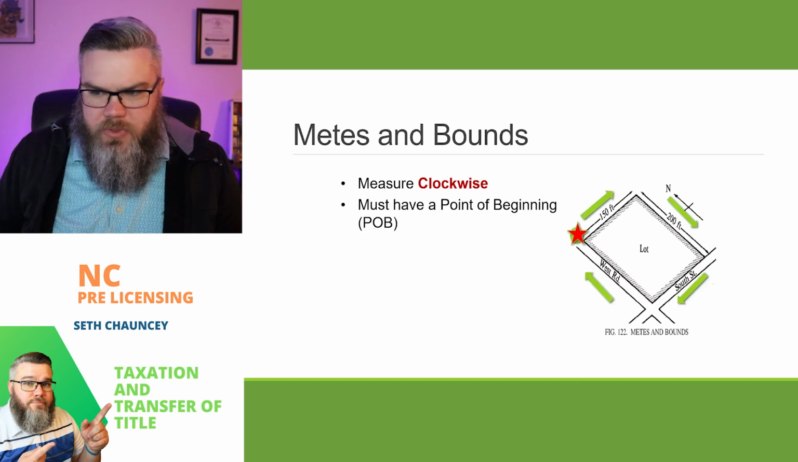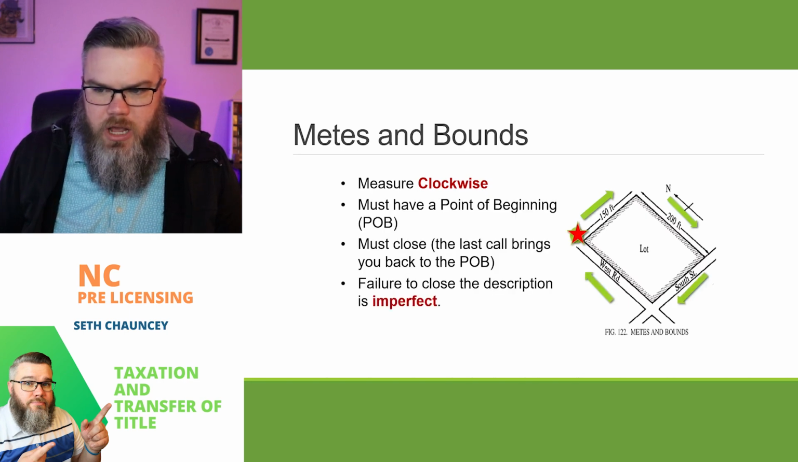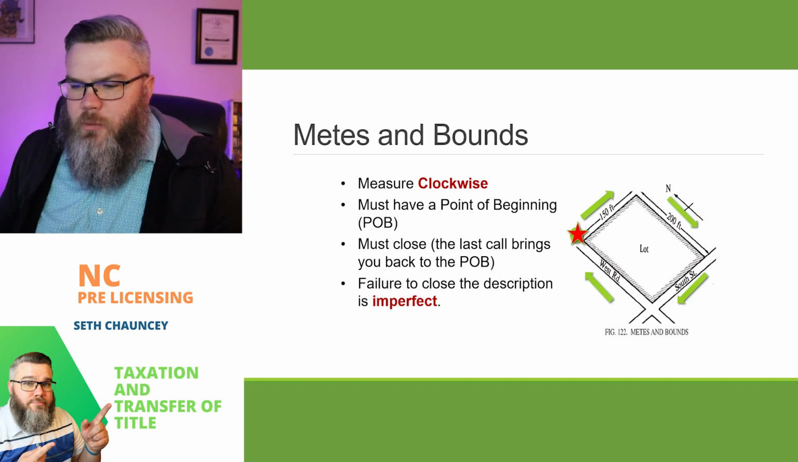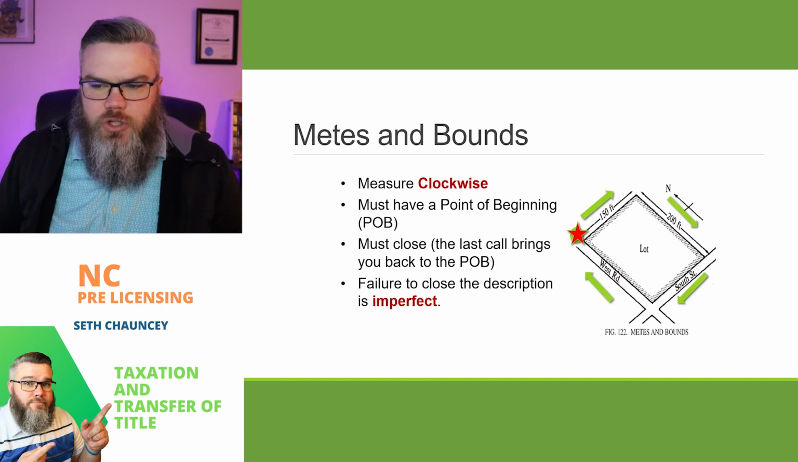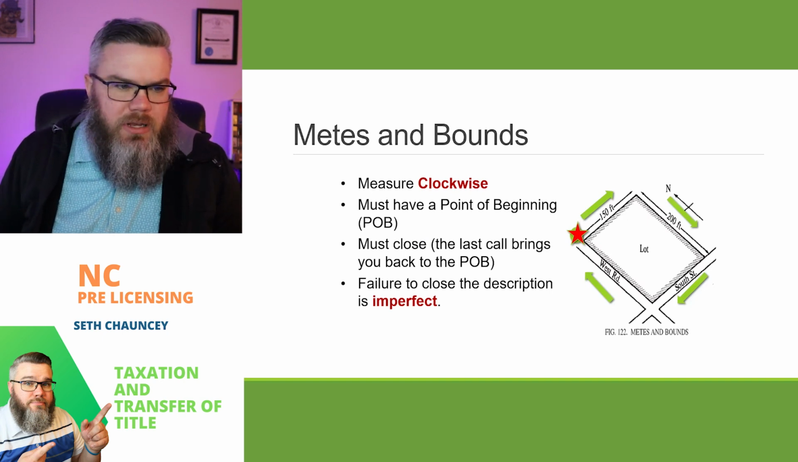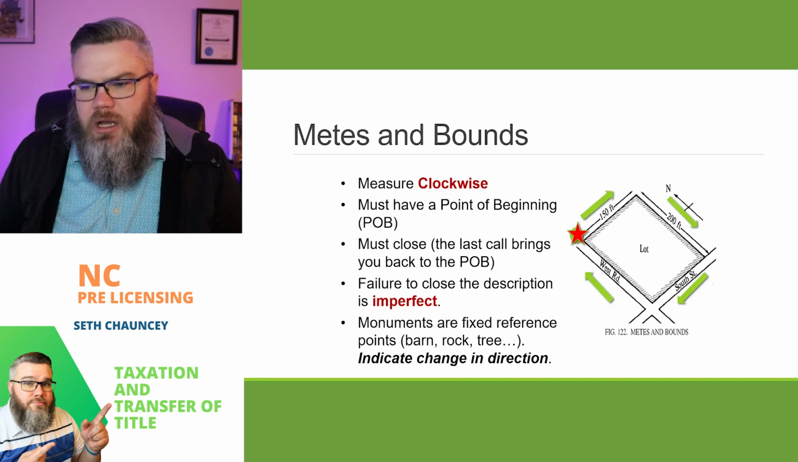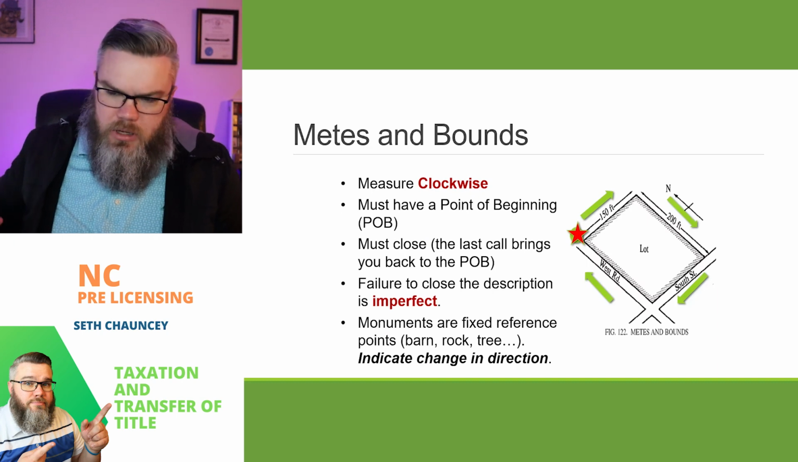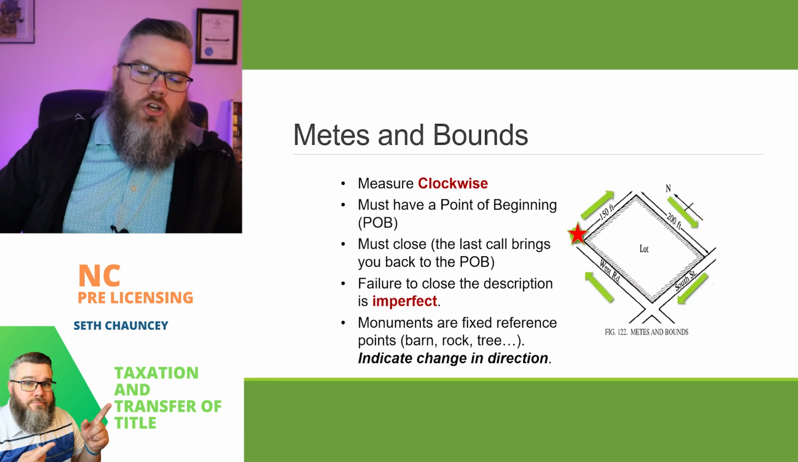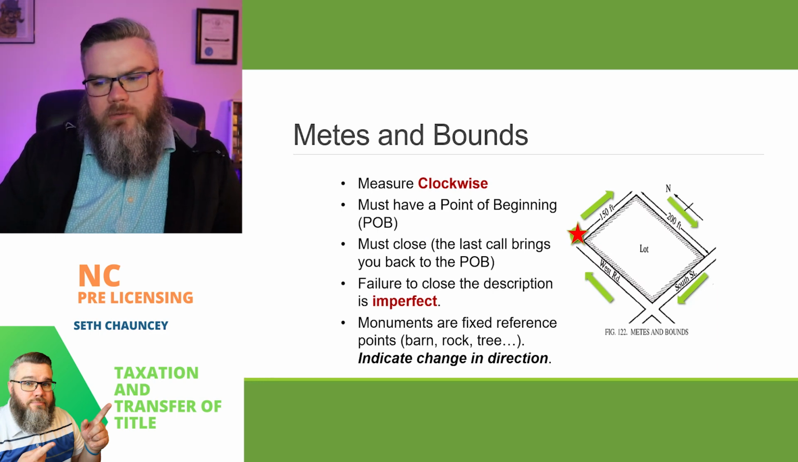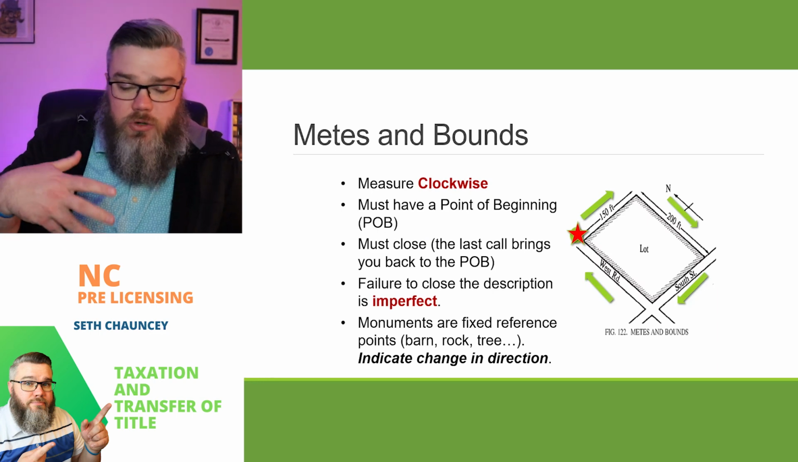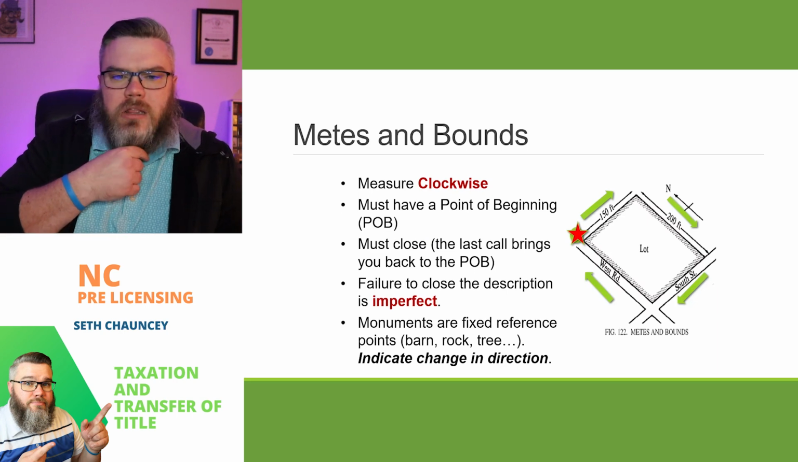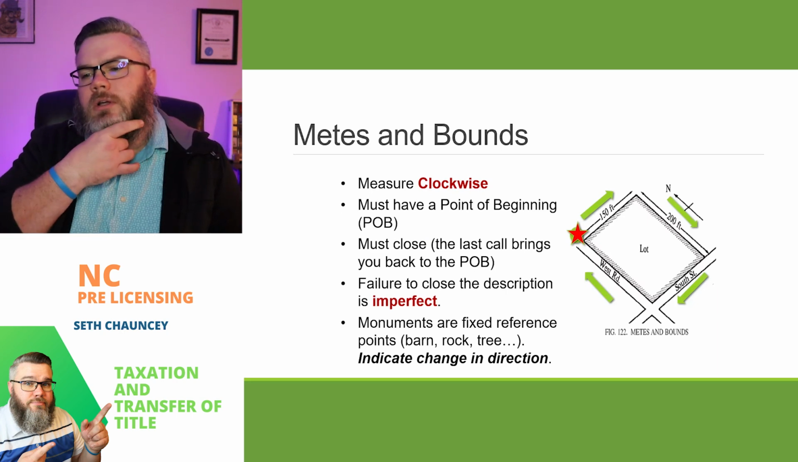So this is just a little thing to tell you how it measures clockwise. Point of beginning has to go back. Failure to close the description is imperfect because that's kind of the whole point, is they close it up. Now, hang tight. I'm going to show you what one actually looks like in a minute when I reference something else. But this is the generalization. These terminologies, these are the things that you have to know.